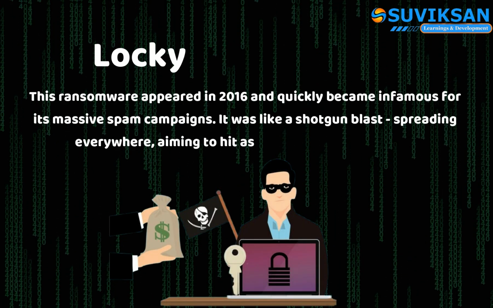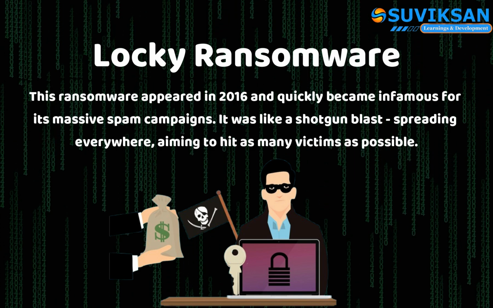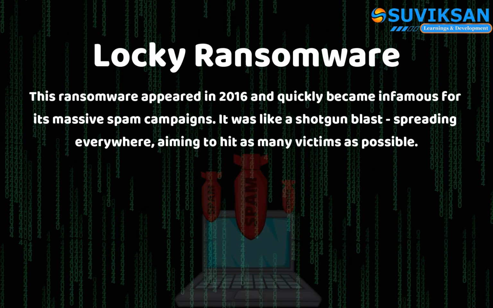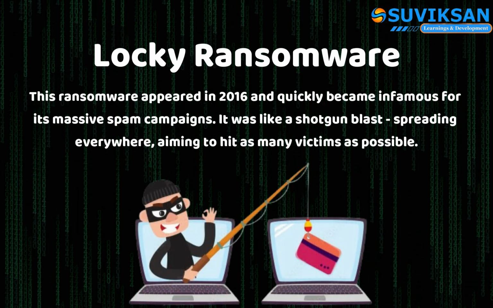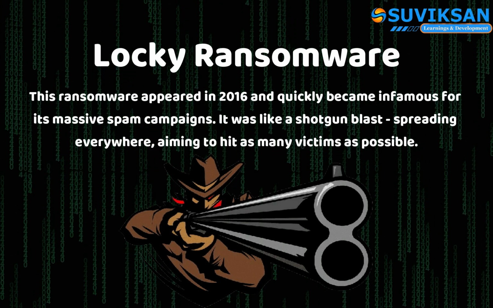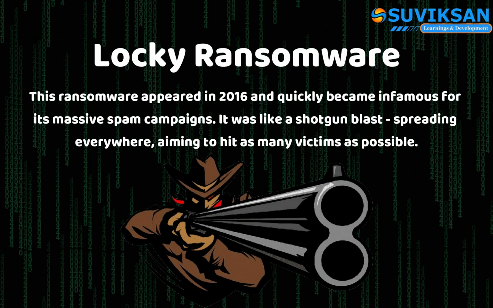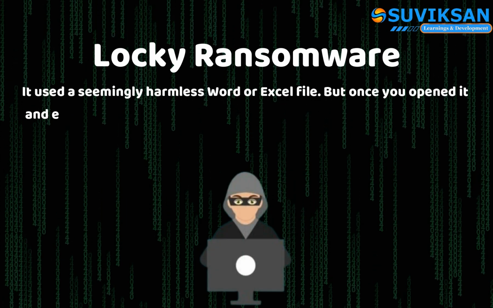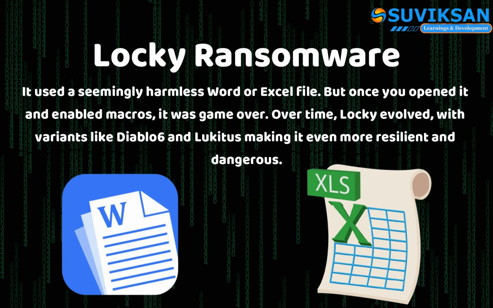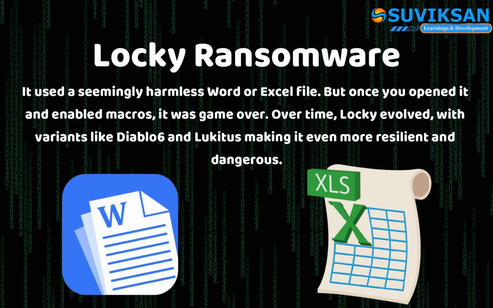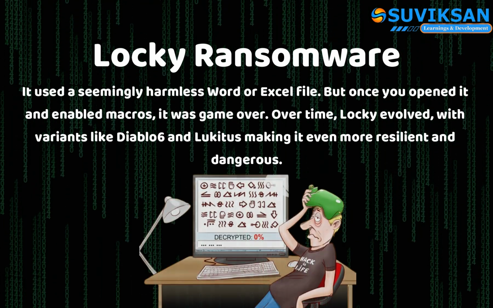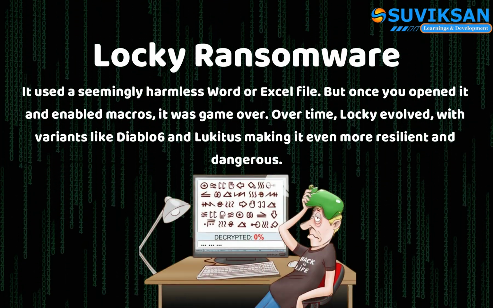Now, let's talk about Locky. This ransomware appeared in 2016 and quickly became infamous for its massive spam campaigns. Unlike CryptoLocker, which spread through targeted phishing, Locky was like a shotgun blast, spreading everywhere, aiming to hit as many victims as possible. Locky was clever, often disguising itself as an email attachment. It used a seemingly harmless Word or Excel file. But once you opened it and enabled macros, it was game over. Your files would be encrypted, and you'd be staring at a ransom demand.